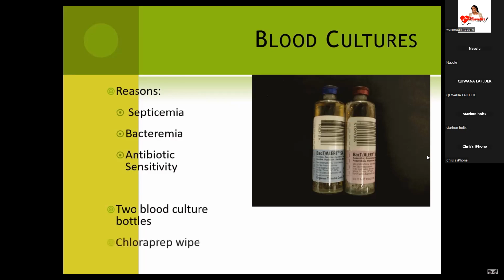And when you prep the site, you will use a ChloraPrep wipe, not an alcohol prep pad. A ChloraPrep wipe is used, and after you do that, you will never repalpate the site. And again, no repalpating after you use the ChloraPrep wipe for a blood culture collection.